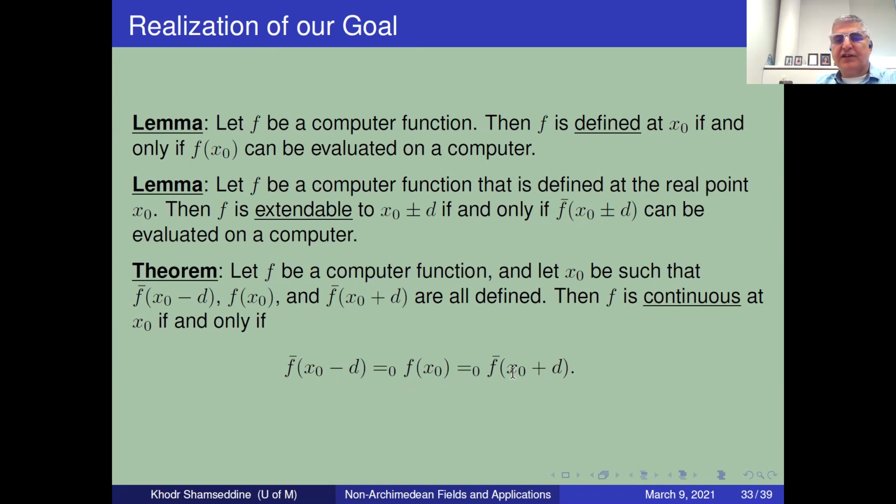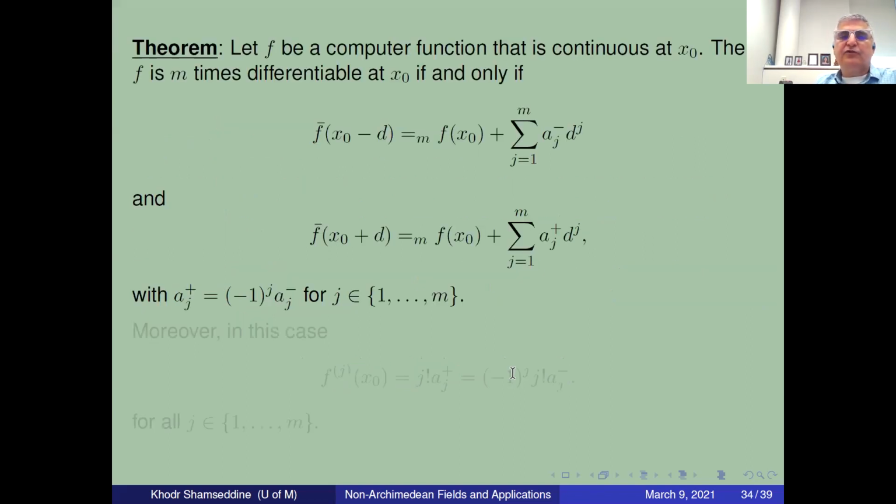Now, having checked continuity, we move to checking differentiability, and we can do that up to any order in one step. So f will be m times differentiable if and only if, up to the mth power of t, f bar of x0 minus t and f bar of x0 plus t are given by this, where for each j, aj plus is minus 1 to the j, aj minus.